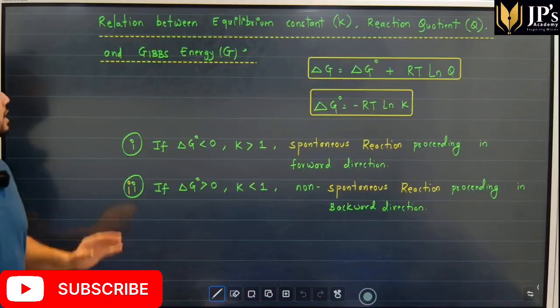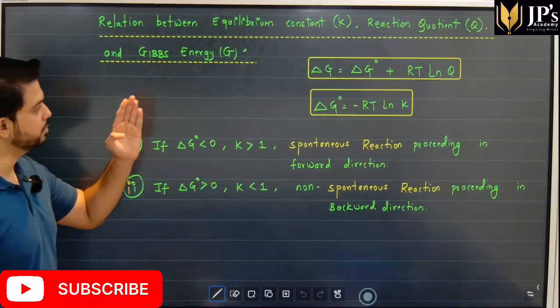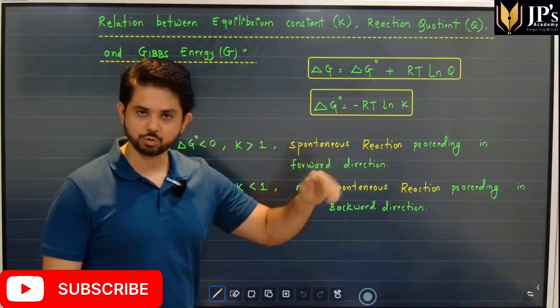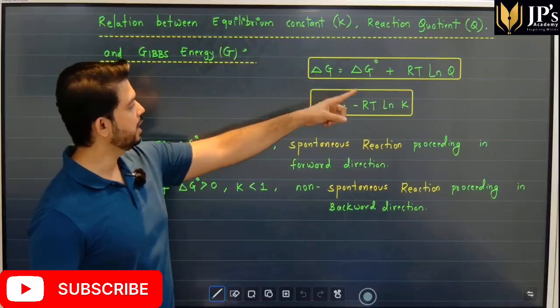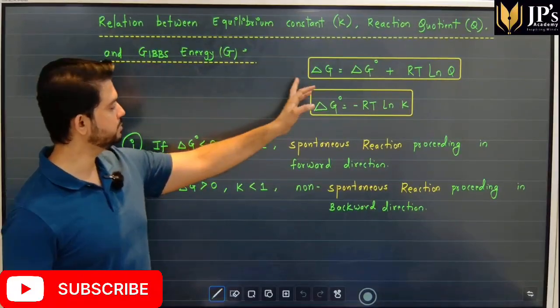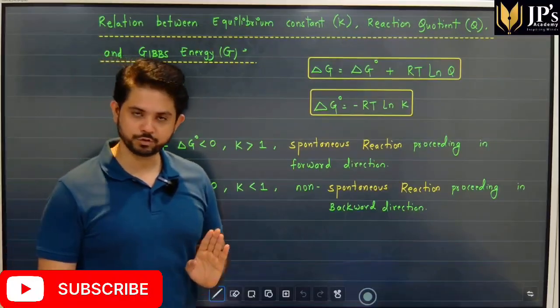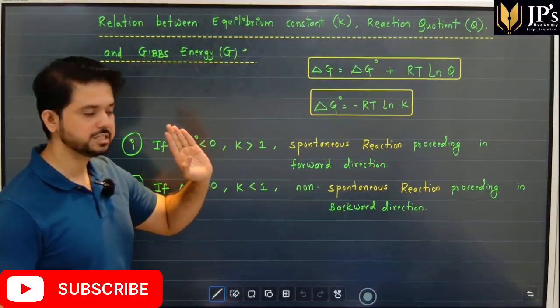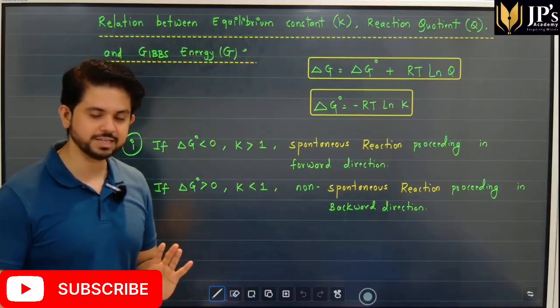Moving ahead, next very important topic, what is the relation between equilibrium constant K, reaction quotient Q, and Gibbs free energy? So the relation between reaction quotient and Gibbs energy: delta G is delta G naught plus RT ln of Q, or delta G is delta G naught plus 2.303 RT log of Q to the base 10.